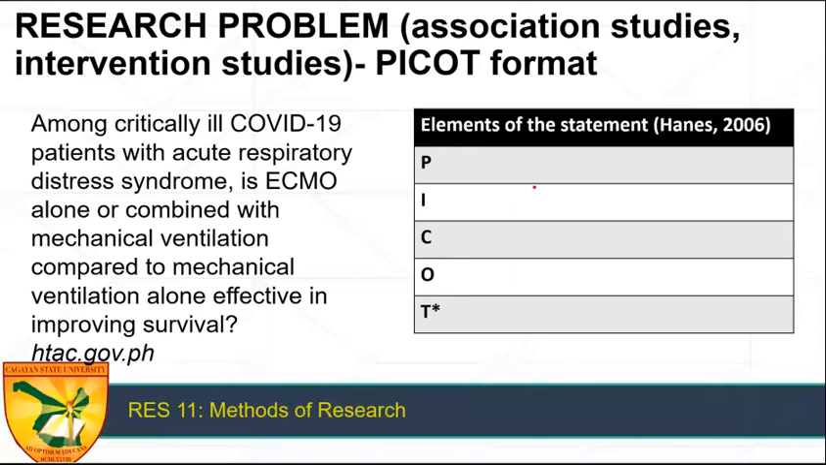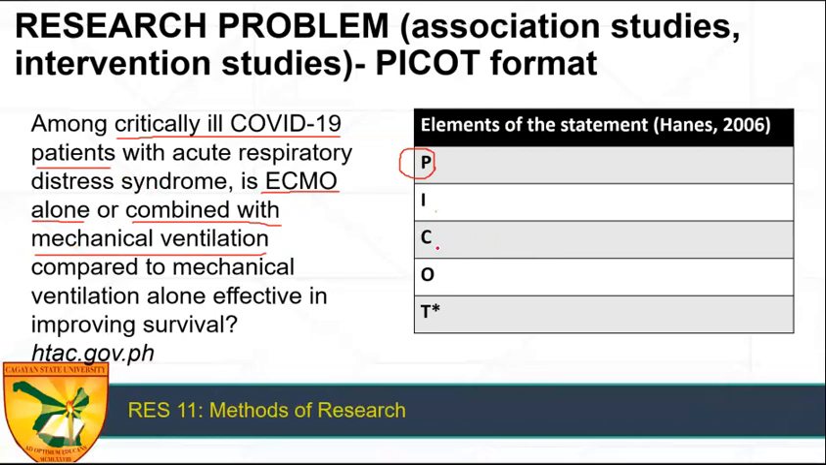So for the population here, we have the critically ill COVID-19 patients. That is your population. For your intervention, you actually have two interventions here. Is it ECMO alone or ECMO combined with mechanical ventilation? So you have two interventions, ECMO and ECMO plus mechanical ventilation.